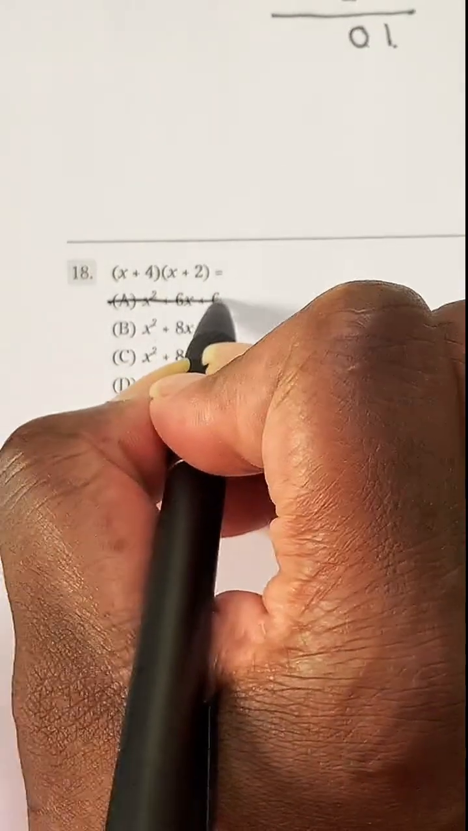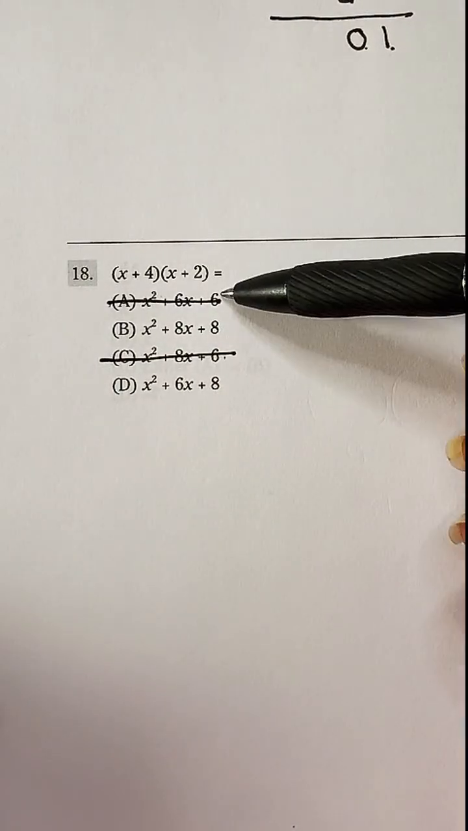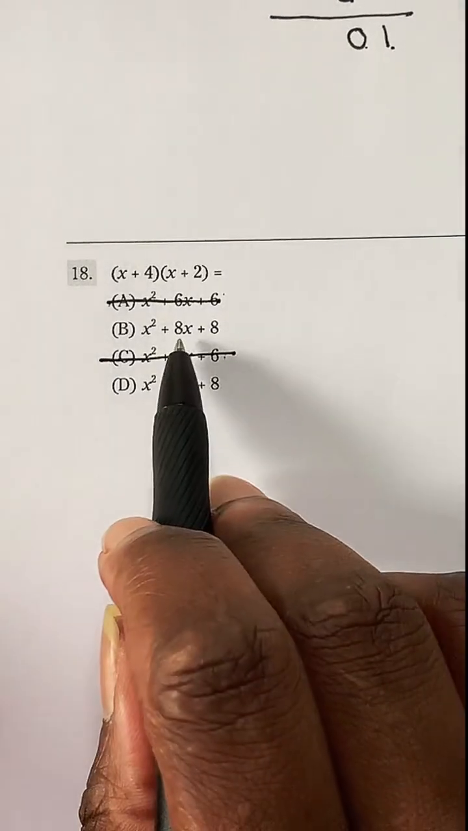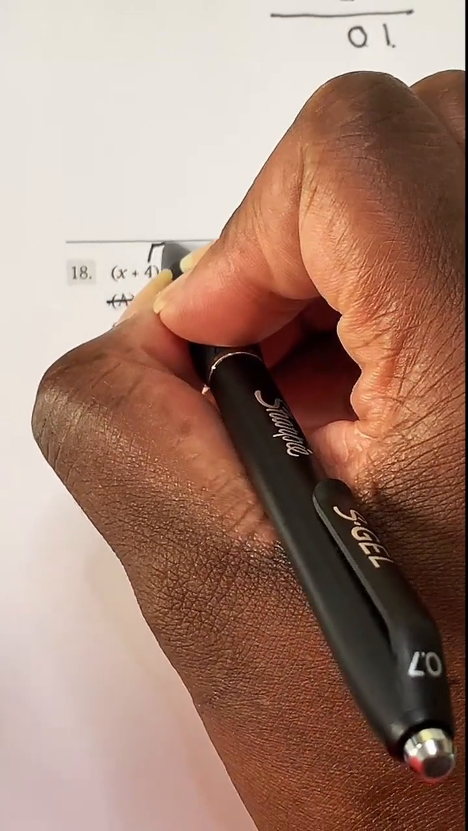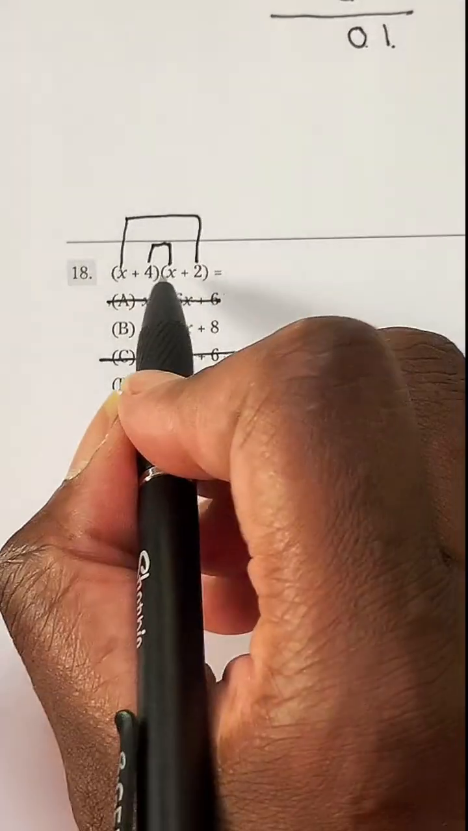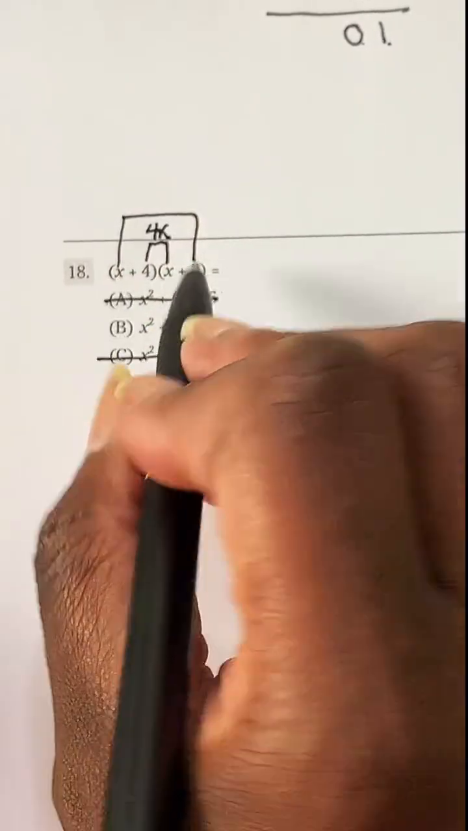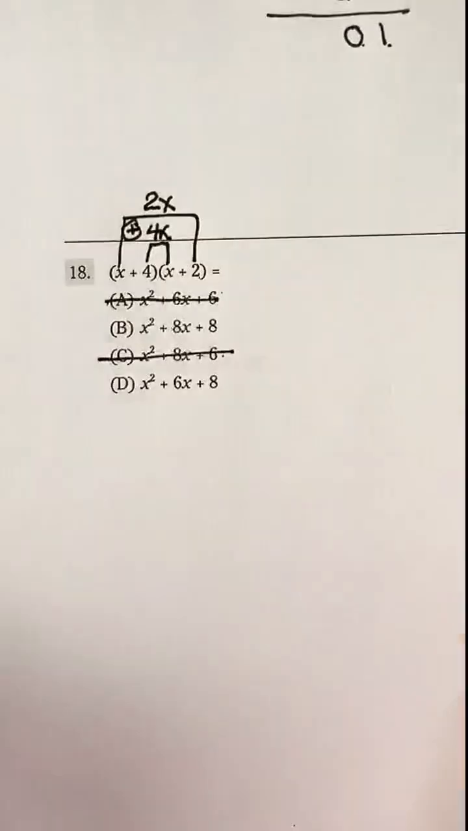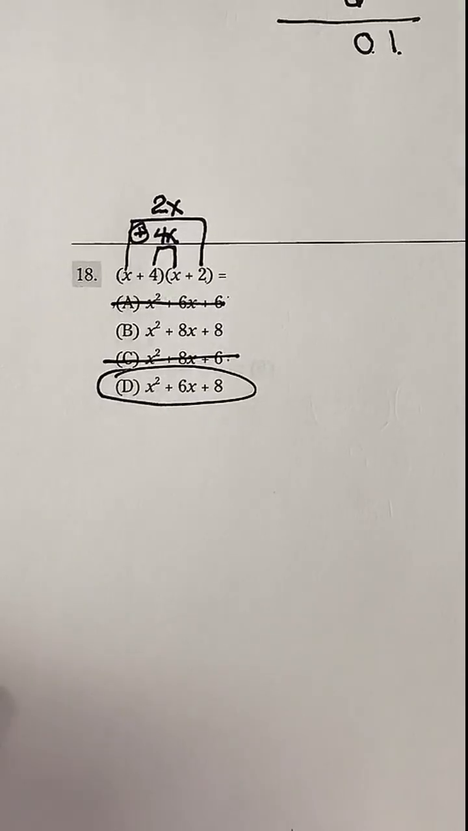So that means A is gone as well as C because their last digits were 6s, not 8s. But then you're like, well, this one has an 8x, this one has a 6x. Well, if I multiply these two and I multiply these two, here 4 times x gives me 4x. Here x times 2 gives me 2x. If I add those two together, I'm going to get 6x.